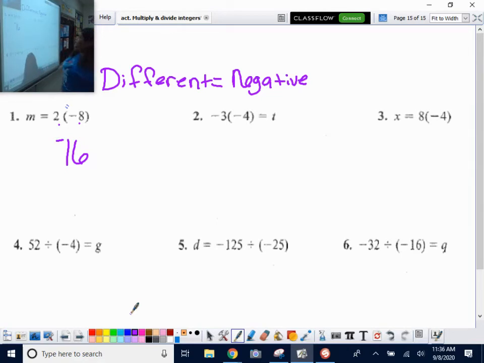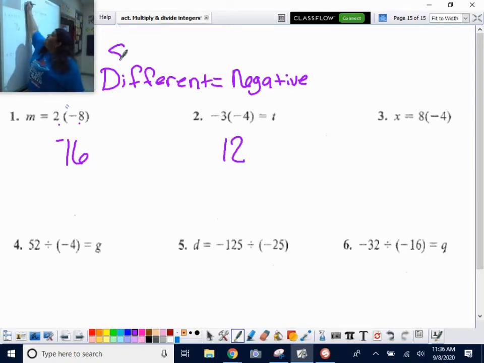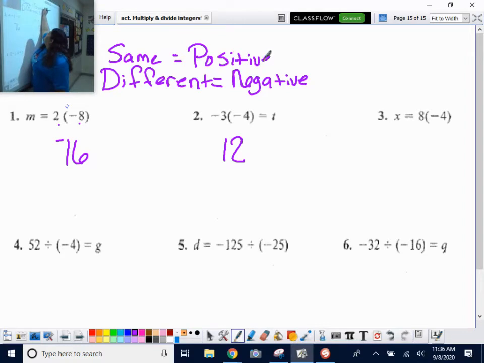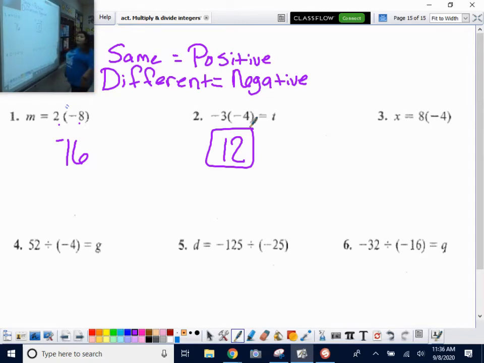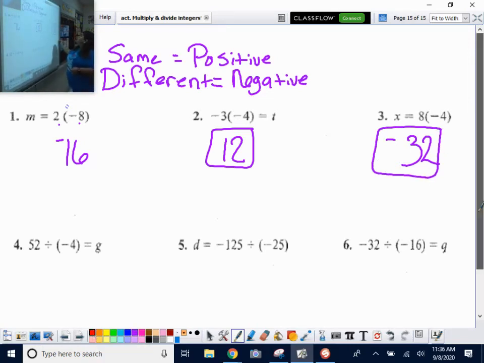Negative 3 times a negative 4. Well, multiply like normal. 3 times 4 is 12. But now my signs are the same. Same signs means no matter what, your answer is going to be positive. So it's going to stay positive 12. And 8 times a negative 4, multiply like normal. 8 times 4 is 32. My signs are different, so my answer is negative 32. Okay? Let's look at the next one.